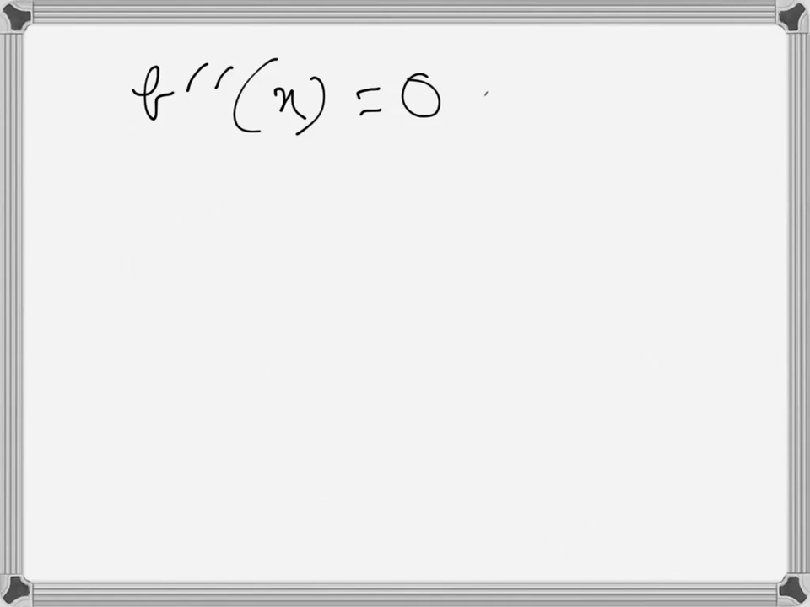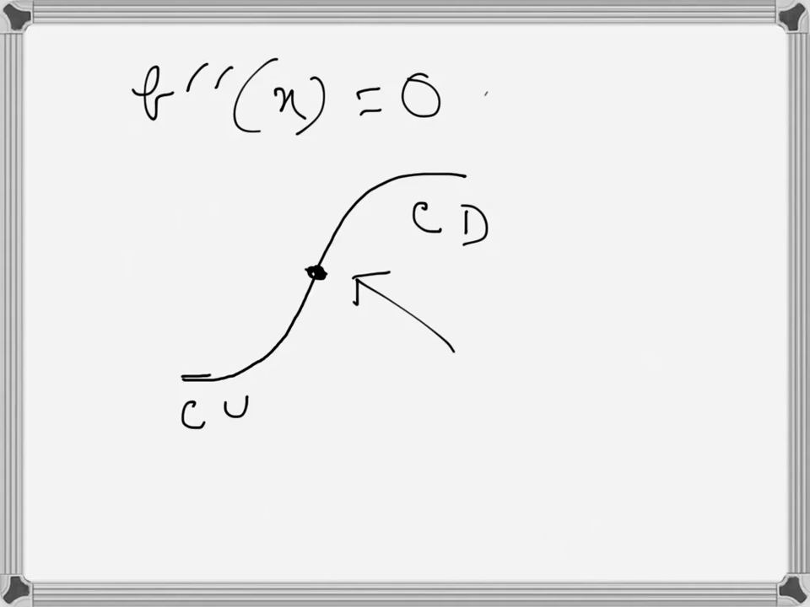That point is called a point of inflection, and that is the point where the concavity changes. So let's say we have a function like that. This part is concave up, this part is concave down, and somewhere in between the second derivative will be 0. This is where the second derivative will be 0, and this point is called the point of inflection.